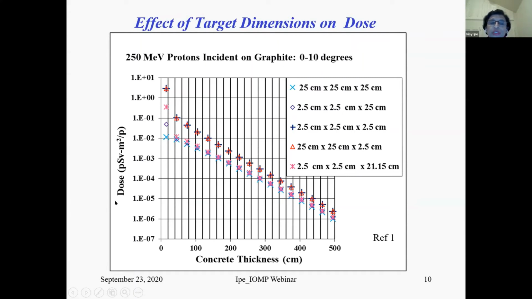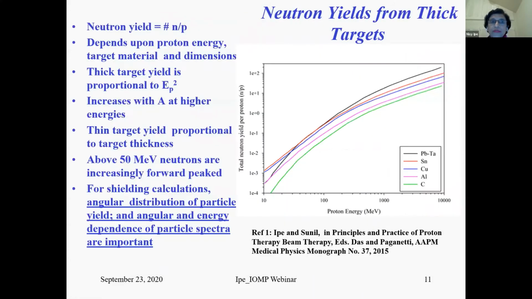And I use the word dose loosely to refer to effective dose. So if we look at the data, we see that the dose for the 2.5 centimeter graphite is much higher than the dose for the 25 centimeter thick target. So the thin targets are producing a higher dose.